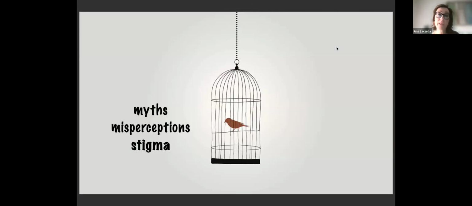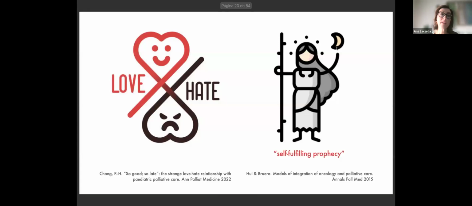But unfortunately, there are many, many wrong ideas and a lot of stigma around palliative care, as Georgia already said, and we were discussing just now, that palliative care is connoted with death and end of life. And so this is the very well recognized strange love-hate relationship that we all have with palliative care.